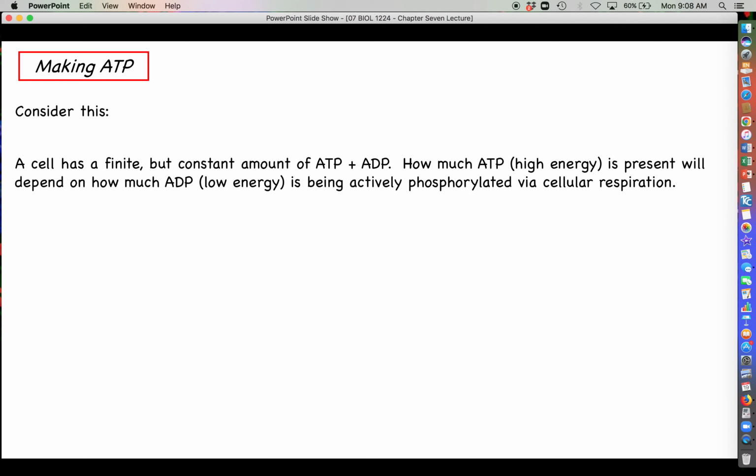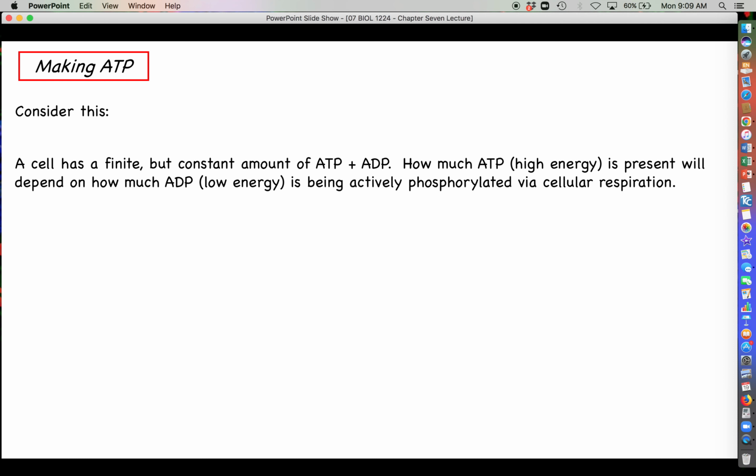So if you add up all the ATP molecules plus all the ADP molecules that a cell has on hand, that's going to pretty much be a constant number. So how much ATP, the high energy form, that a cell has on hand is very much going to depend on how much ADP is actively being phosphorylated via cellular respiration. So that's kind of the trick of what we're going to do in cellular respiration.